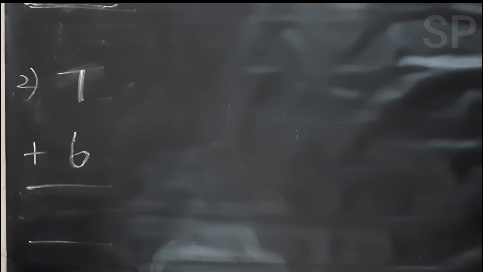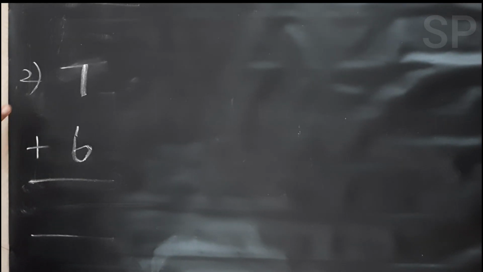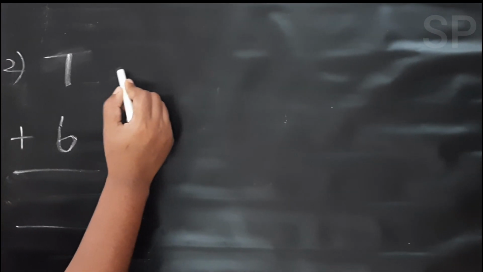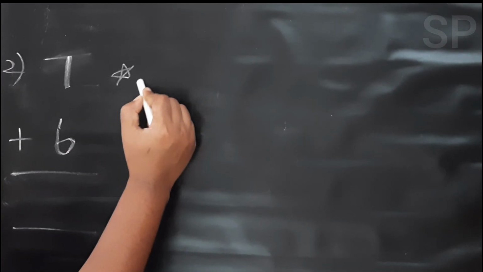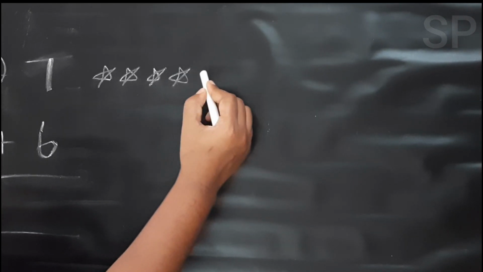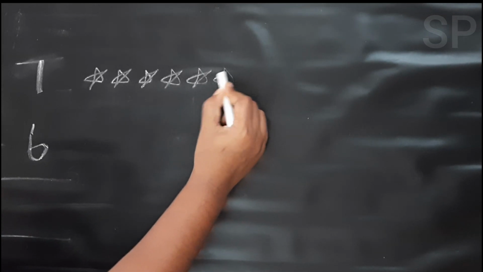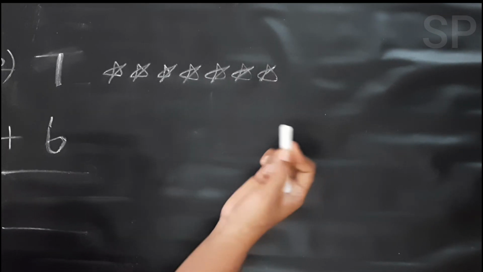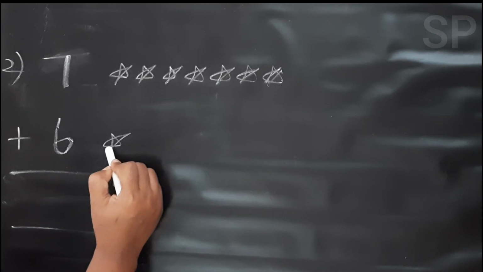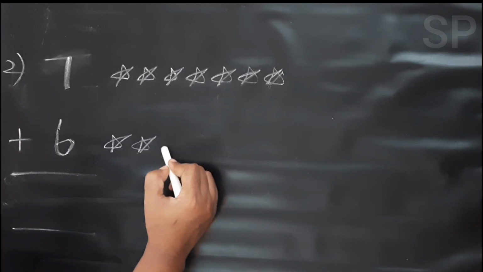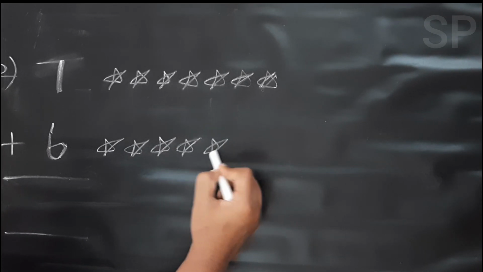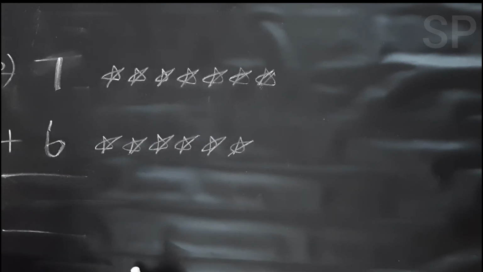Now see the second sum. What is the question here? It is 7 plus 6. So 7, again I am going to draw 7 stars. 1, 2, 3, 4, 5, 6, 7. Right? Here we have 6. So draw 6 stars. 1, 2, 3, 4, 5, 6.